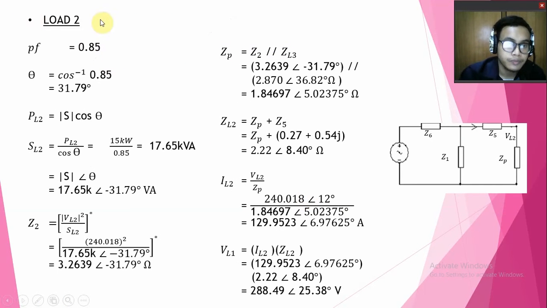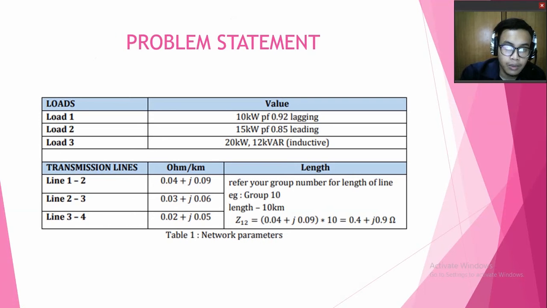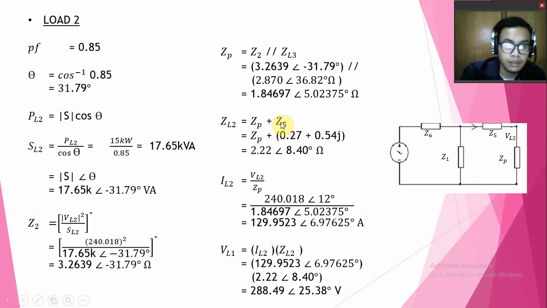Load 2. The power factor of load 2 is given in this table. We will see 0.85 leading. So we can find the angle with the inverse cos of the power factor. It is because the formula of power factor is cos theta, and we will get the angle 31.79.